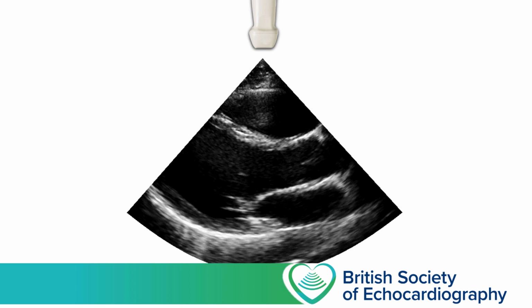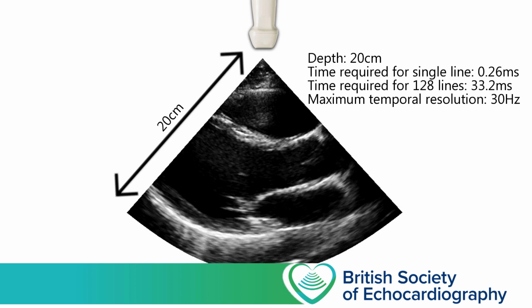The time taken to generate a single two-dimensional image will depend on the size of sector that you've chosen, and how many lines you wish to use to build up that image, the line density. So let's consider this example. Here our sector depth is set to 20 centimeters. Therefore a single line requires 260 microseconds. That's 130 microseconds to travel 20 centimeters in, and another 130 microseconds to travel 20 centimeters back to the probe. If the ultrasound software decides to build up this image out of a total of 128 lines, then it's going to take just over 33 milliseconds to produce each of those 128 lines.